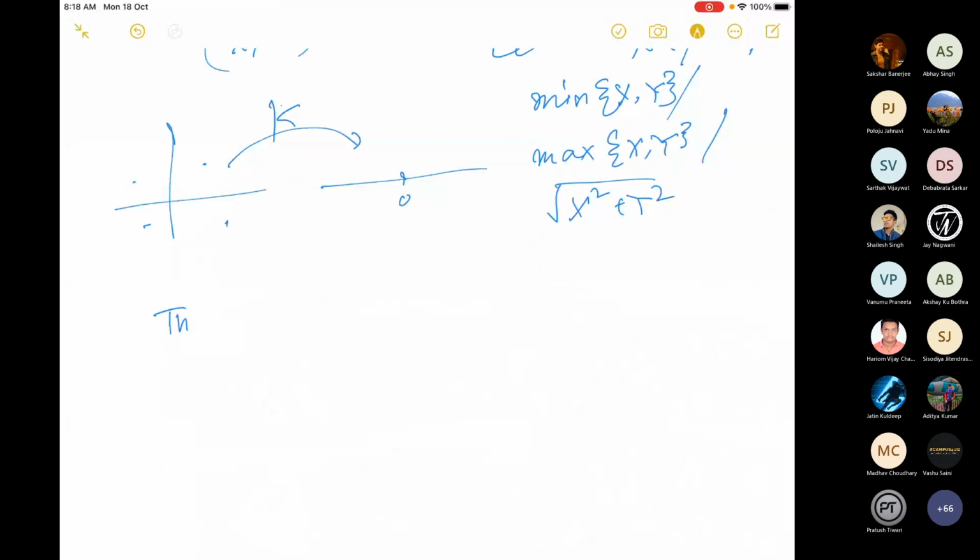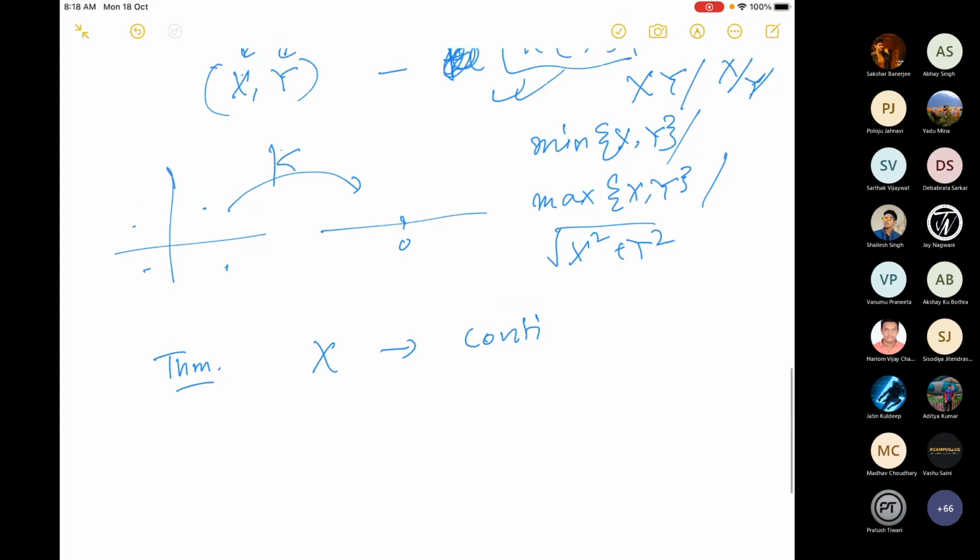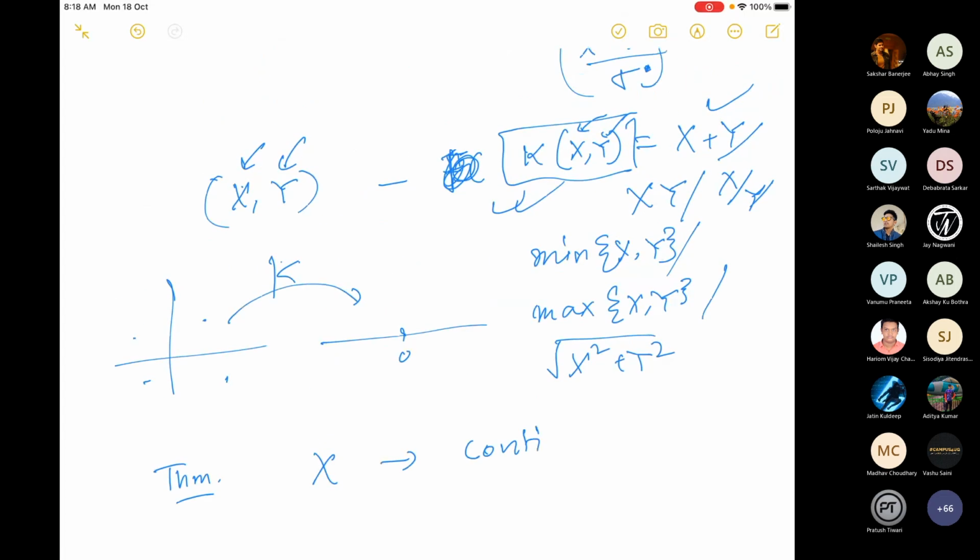Okay, let's just recall the theorem. We said, suppose x is a continuous random variable. For discrete, it will be very simple. You just have to, for example, x assumes some values, y assumes some values, and then you just take the corresponding values and sum it up or divide, whatever the definition is. Accordingly, you just find it out.